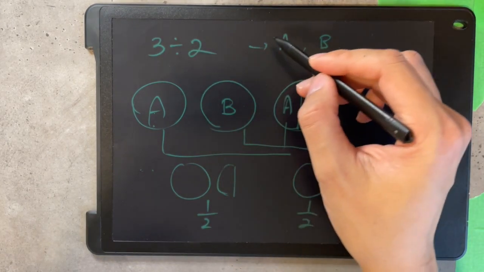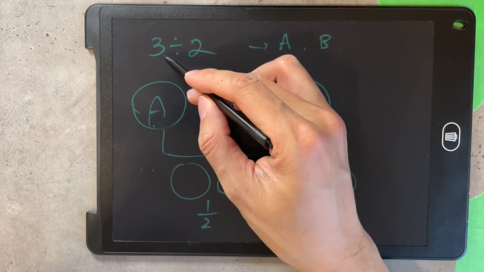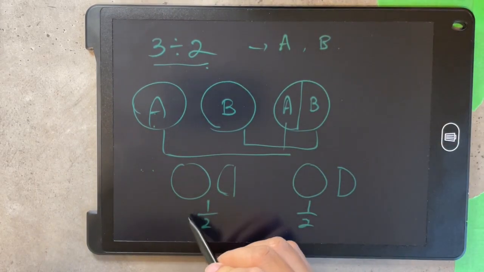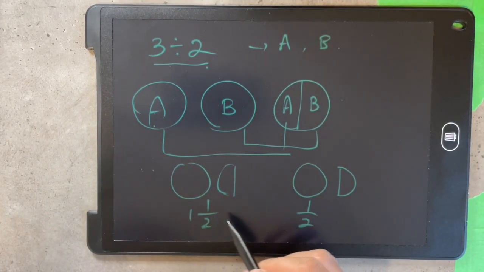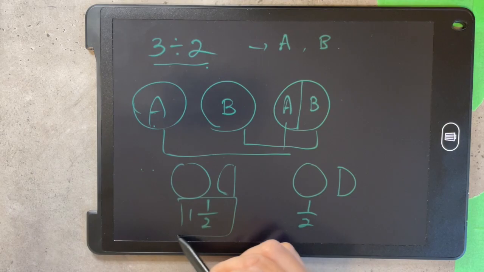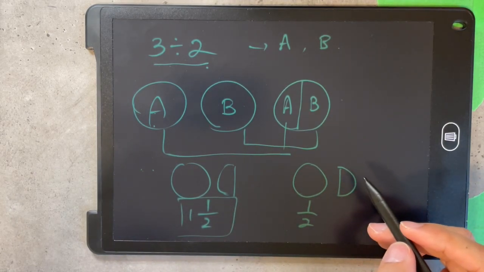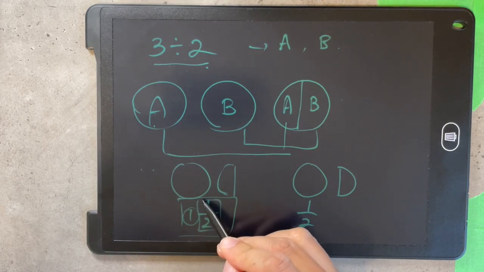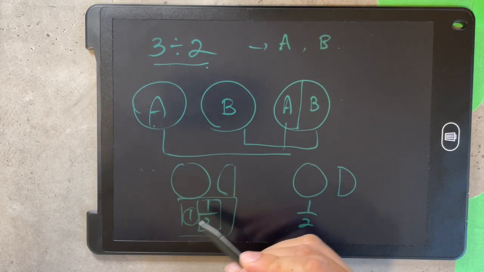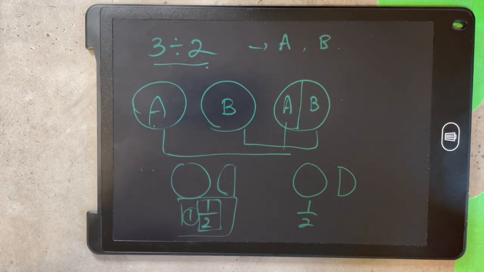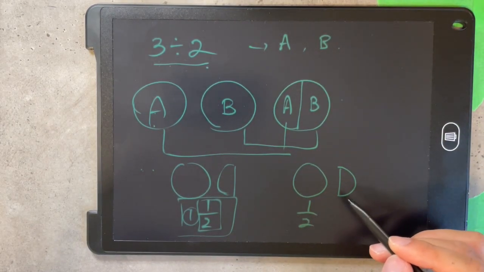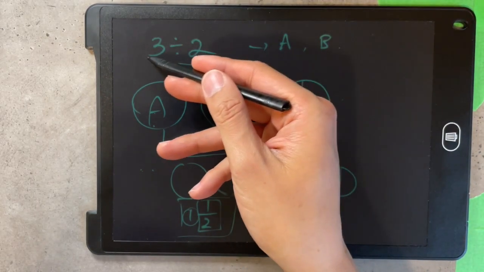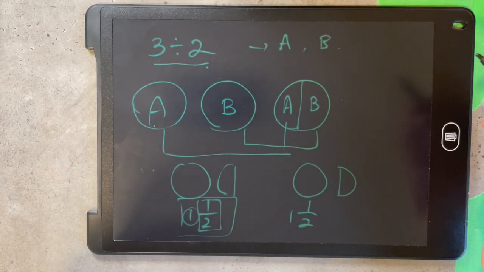But if you think about this, I don't see 1/2 here, right? Oh, actually, sorry, this is 1.5. So this is actually called a mixed number, which is a whole number mixed with a fraction. So it has both wholes and fractions. So 1.5. This is 3 divided by 2. There's no way you can see it.